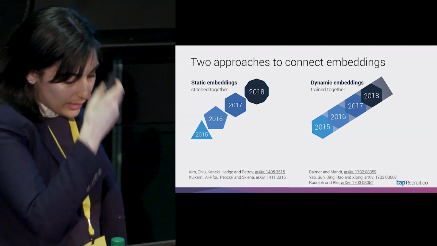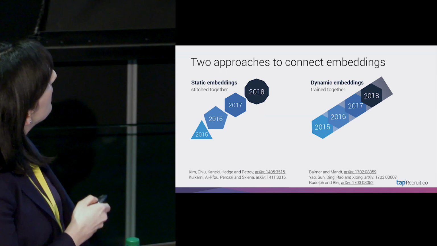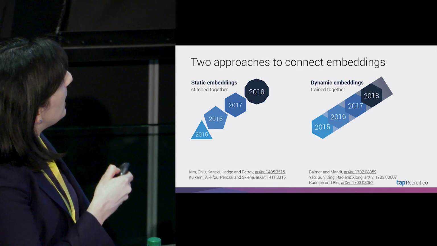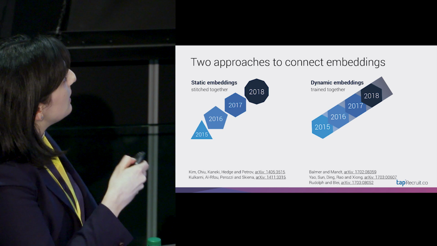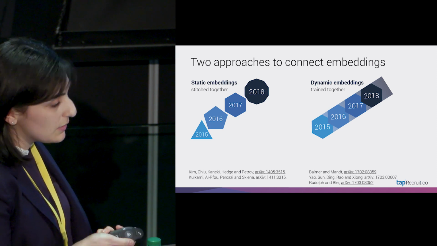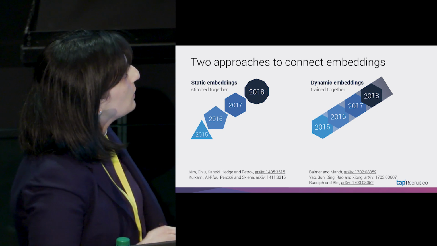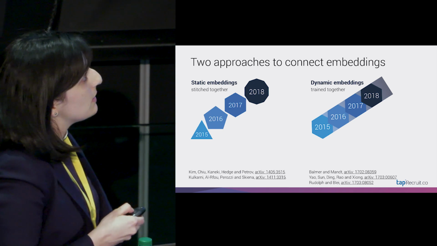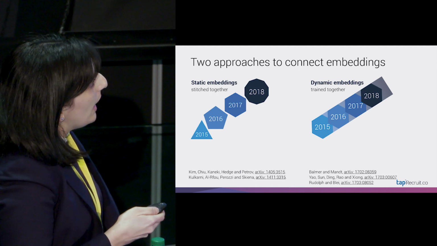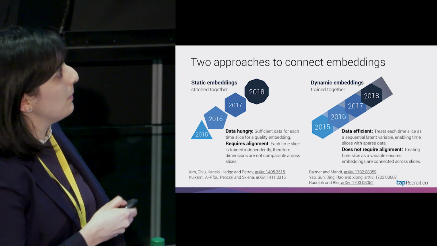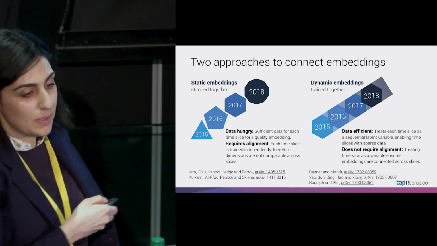So how do we look at the time course of embeddings? One of the mechanisms is to train a separate embedding on each time slice and then stitch them together, right? And the second one, and this is actually done by quite a few groups, this is just a subset of the groups that do this, the second major mechanism is to train them all together. And these both have pros and cons.